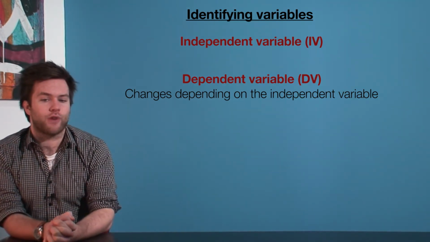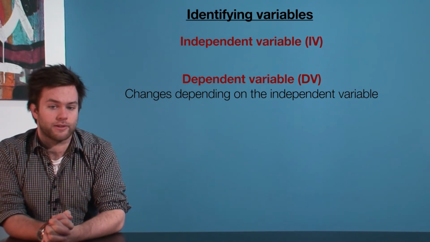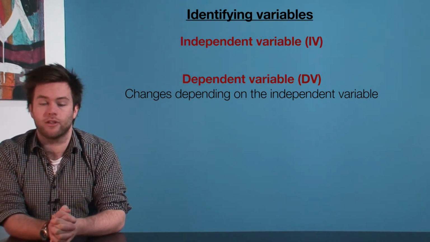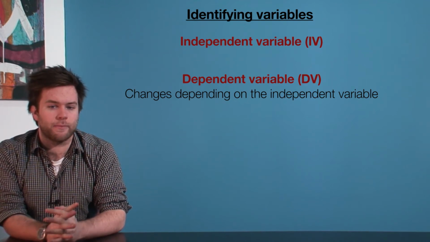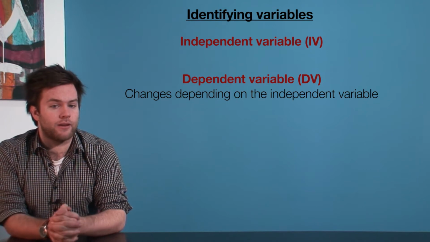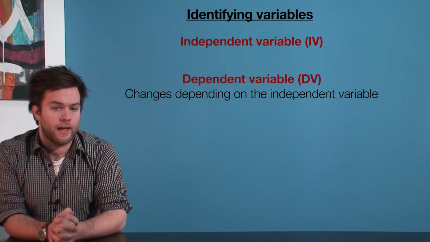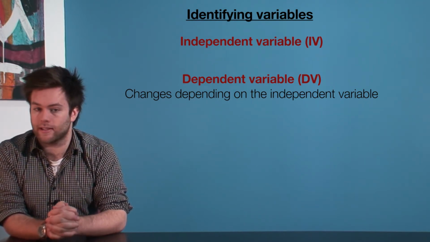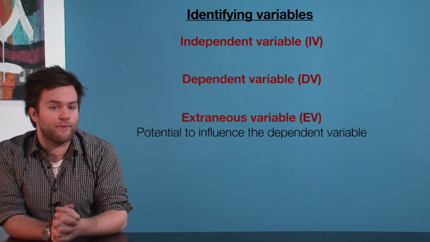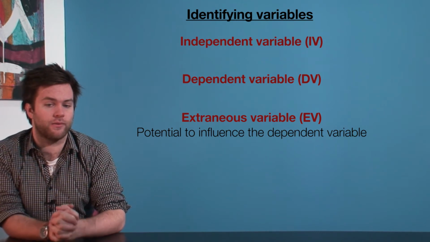And then we have extraneous and confounding variables. They are similar concepts because each have the potential to impact the dependent variable. This is something that we don't want in research. If something other than the independent variable is changing the outcome, it makes it hard to definitively assess the effects of the independent variable. Extraneous variables have the potential to influence the dependent variable.